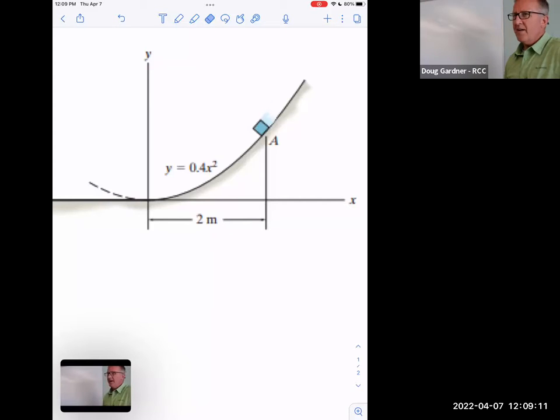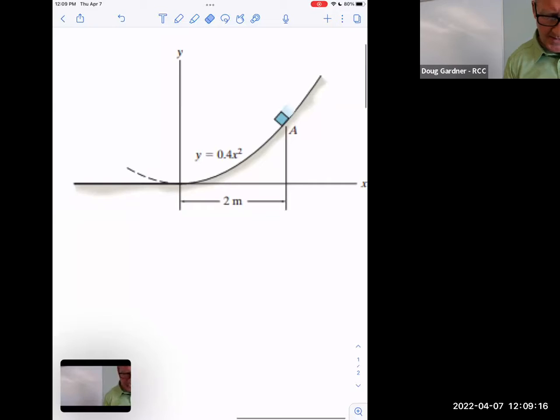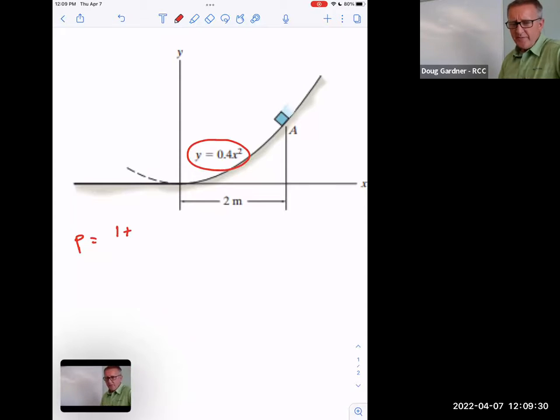Well, again, I haven't even really read the question yet, but don't I have a formula that said the radius of the circle that I'm at is equal to 1 plus the derivative? Notice this is a really nice equation to take the derivative of. What's the derivative of 0.4x squared? Blurt it out. Not quite 0.4x. Yes, it's x, but what do you do with the 2? 0.8x. And what does the formula say I have to do with that?